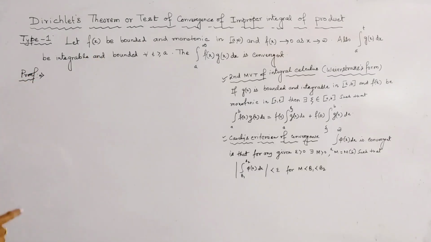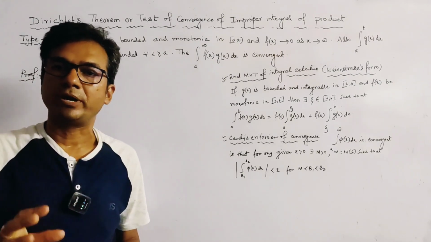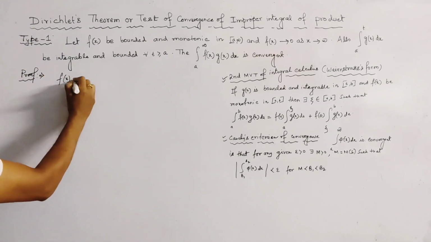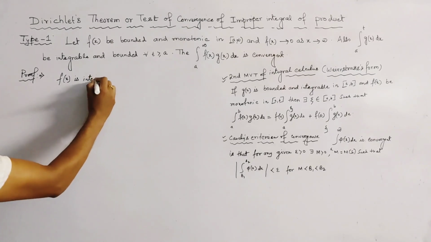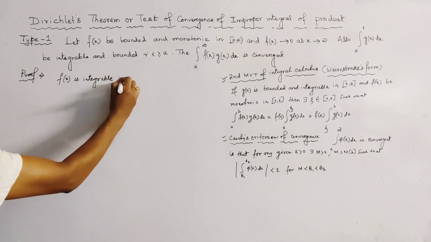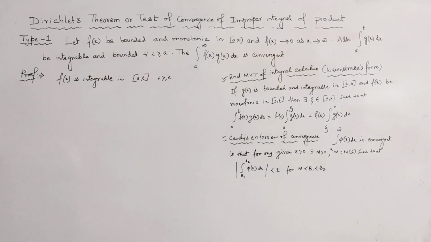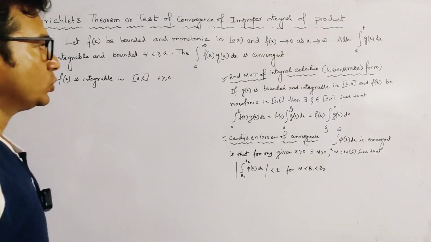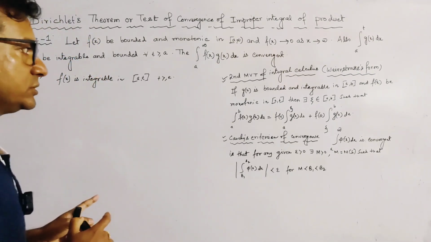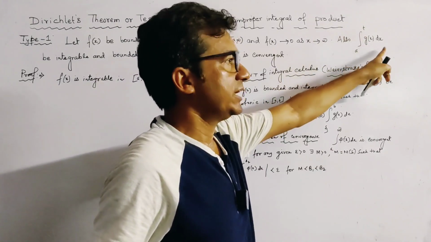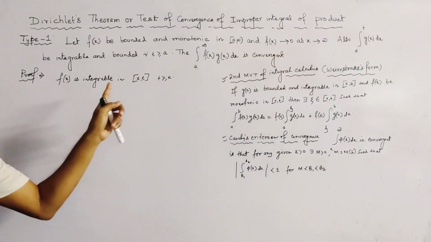Here it is given that f(x) is bounded and monotonic. And from the condition of integrability, we know that every bounded monotonic function is integrable, right? So we say here f(x) is integrable in [a,t], where t is greater than or equal to a. And then we use the second mean value theorem of integral calculus, because integration a to t g(x) dx is also integrable and bounded, it is given.